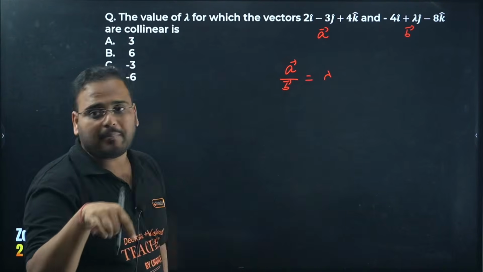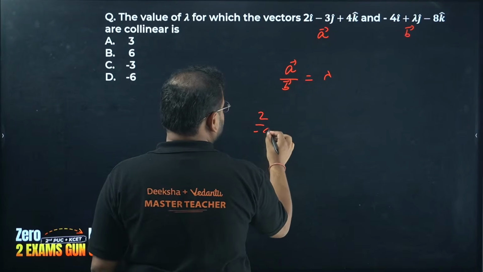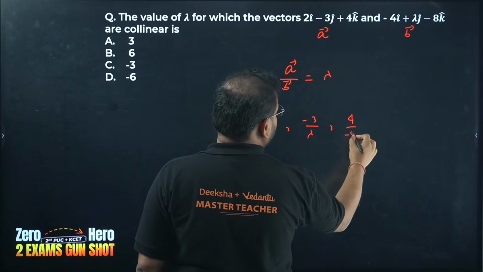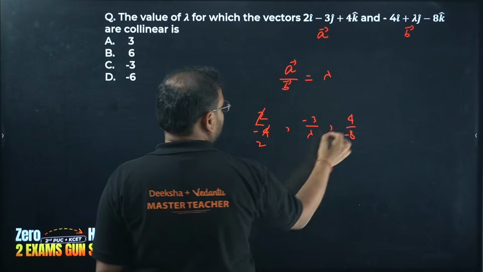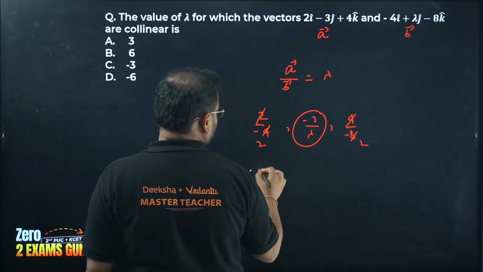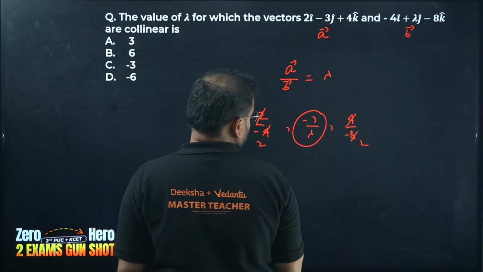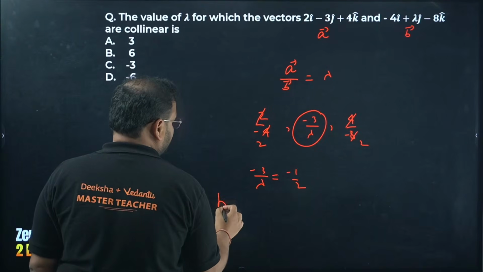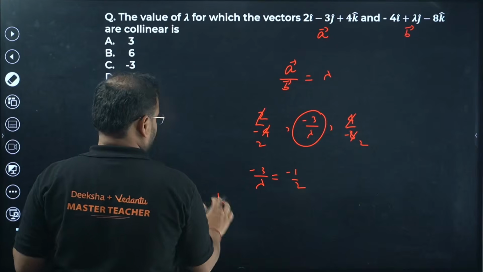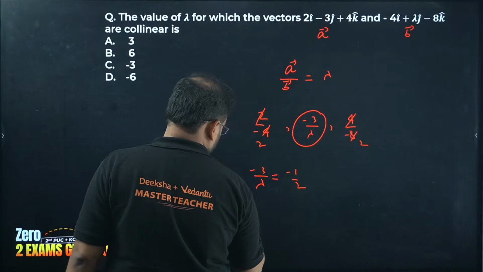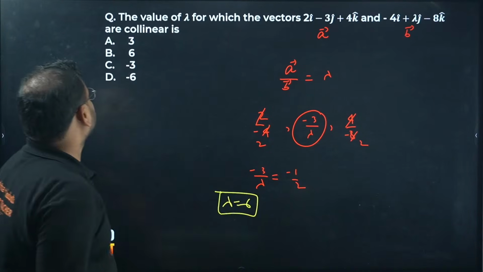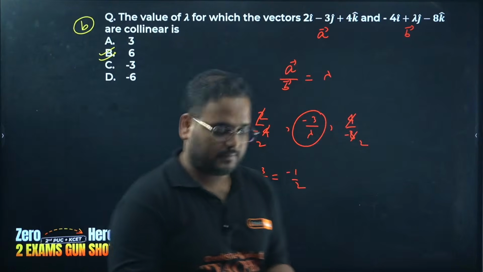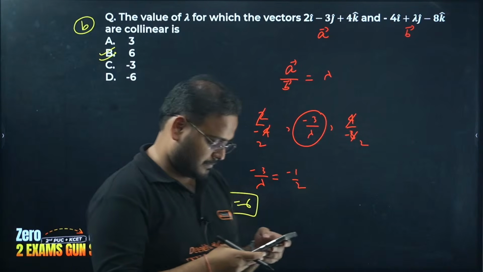So you're gonna use the component-wise method. Check this out. 2 upon minus 4, we have minus 3 upon lambda, and 4 upon minus 8. Check this out. This value is 1 upon minus 2. This also is 1 upon minus 2. It means minus 3 upon lambda will be equal to, what is it? Minus 1 upon 2. Cross multiply, you get the lambda value as 6. So B. Answer is B. Yes. Superb.